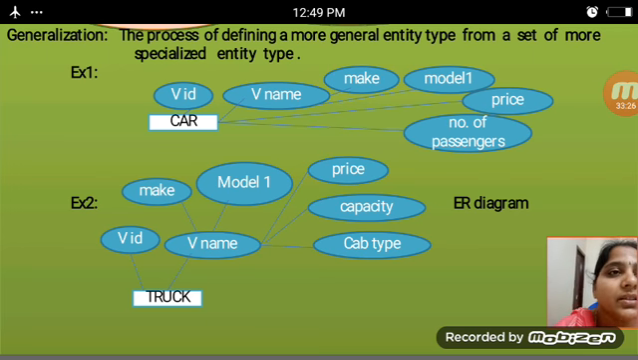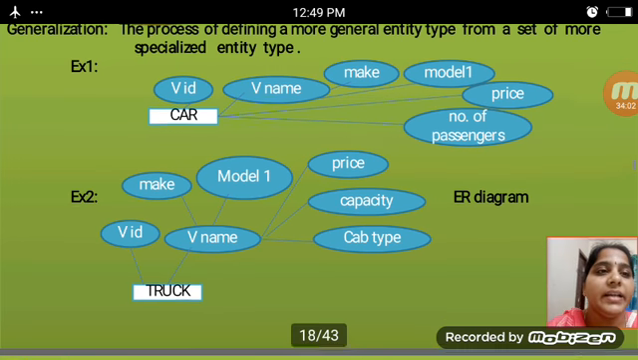A car is an example of generalization, the process of defining a more general entity type from a set of more specialized ones. Car has an ID, name, and make. The vehicle name also has a model. The car has a price and a number of passengers. This is one example of generalization. And then the next example we have is a truck.